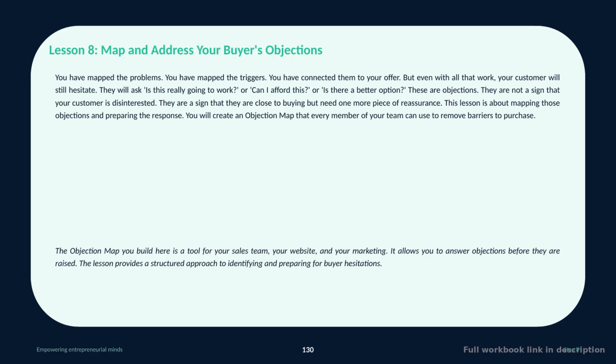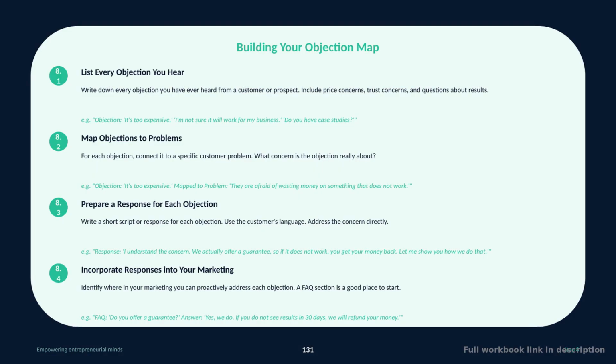These are objections. They are not a sign that your customer is disinterested. They are a sign that they are close to buying but need one more piece of reassurance. This lesson is about mapping those objections and preparing the response. You will create an objection map that every member of your team can use to remove barriers to purchase. The objection map you build here is a tool for your sales team, your website, and your marketing. The output for this lesson is your objection map. Let's build your objection map.